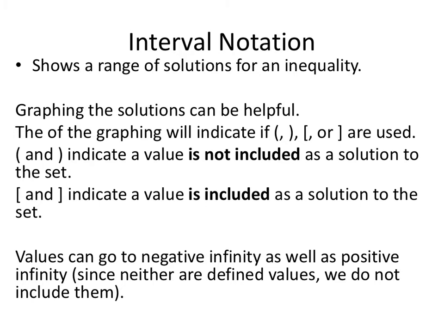And of course, open or closed circles, or you can use parentheses or square brackets like you see there. The parentheses show that something is not included, which again we've seen, or the square brackets show that the value is included. It's like a closed circle. And yes, values can go to negative infinity as well as to positive infinity, which again is something we've seen.